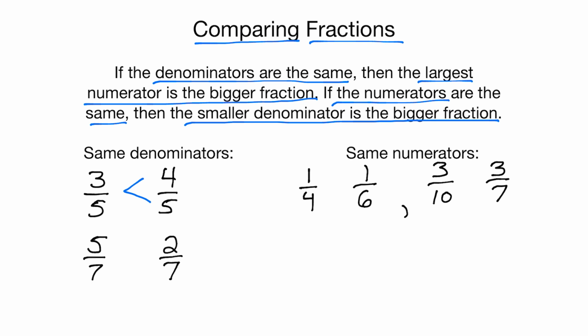In the second example, 5/7 and 2/7, we have sevenths. These are the same size pieces. So 5 is larger than 2. Right here, the bigger number is 5/7.